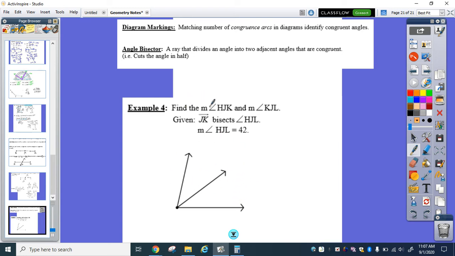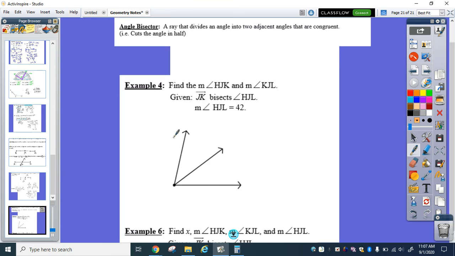So it says, find the measure of angle HJK and the measure of angle KJL, given that JK bisects HJL. So let's mark our diagram up so that we can see what this looks like. So HJL is being bisected, cut in half by ray JK. That means that this angle and this angle are the same measurement.